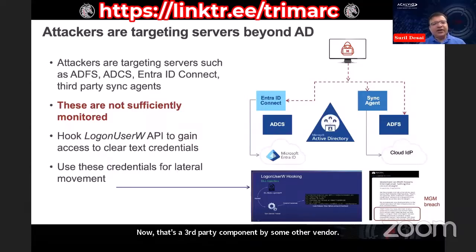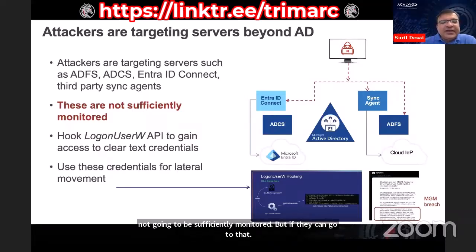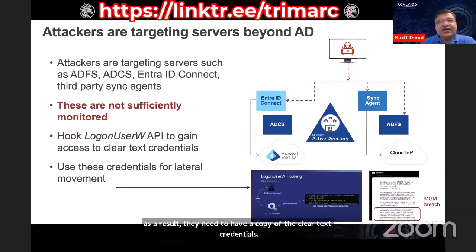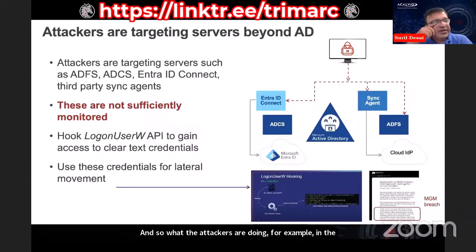There would be very little monitoring on those. So the attacker knows that that's not going to be sufficiently monitored. But if they can go to that third-party agent, then they can get access to the credentials, because many of these agents are responsible for syncing the data from on-prem AD to the cloud. As a result, they need to have a copy of the clear text credentials, at least in memory. And so what the attackers are doing, for example, in the MGM breach that occurred last year, they went after the third-party sync agent, the ALPHV group, and then eventually got to the sync agent.